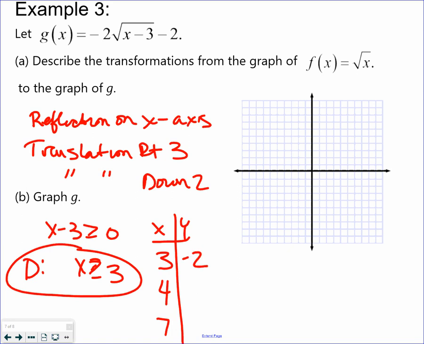Minus 2. 4 minus 3 is 1. Square root of 1 is 1. Times negative 2 is negative 2. Minus 2 is negative 4. It's probably a lot for some of you to understand. I'm putting 7 in for x. So 7 minus 3 is 4. Square root of 4 is 2. Times the negative 2 is negative 4. Minus 2 is negative 6. So 3, negative 2, 4, negative 4, 7, negative 6.